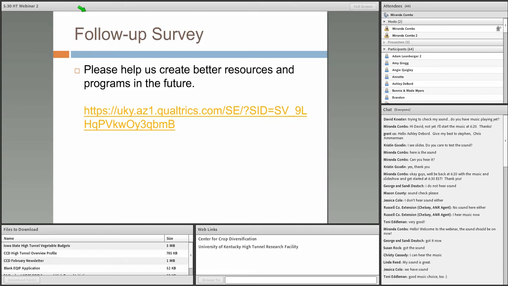Okay, great. This one's for Krista. If someone's not planning to have a movable tunnel, should they lean towards more no-till growing?